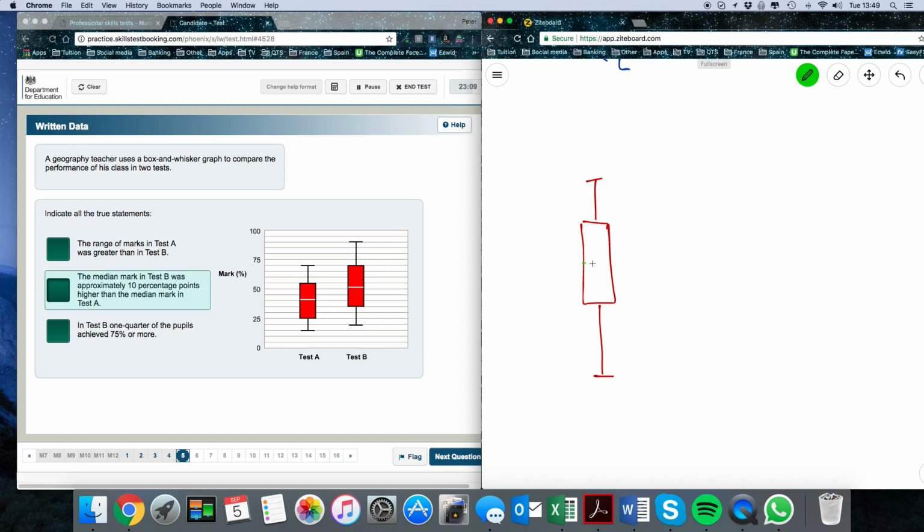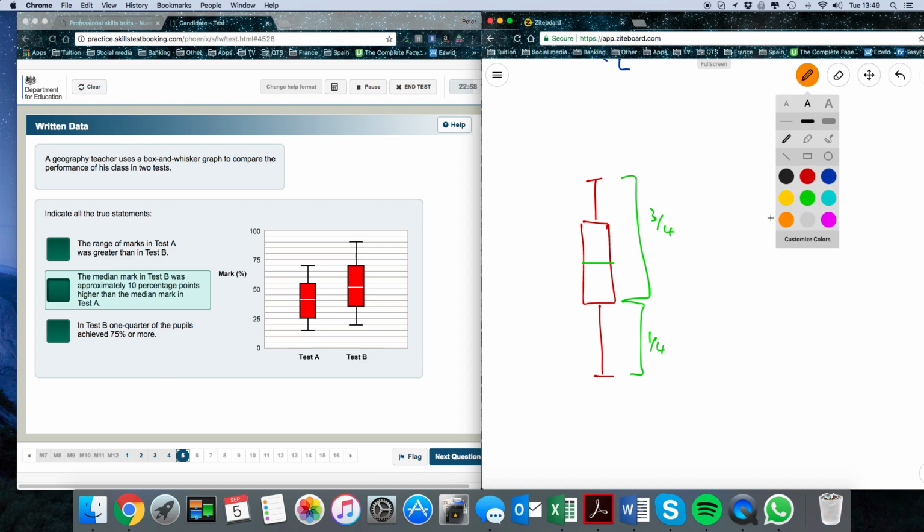Let me just put that median back in, sorry about that. So this is the bottom quarter of the class, so this would be the top 3/4 of the class. But you could also do it this way round. You could have a look at the top quarter of the class and then the bottom 3/4 of the class. So you have to be quite careful with quartiles, much more careful than median.